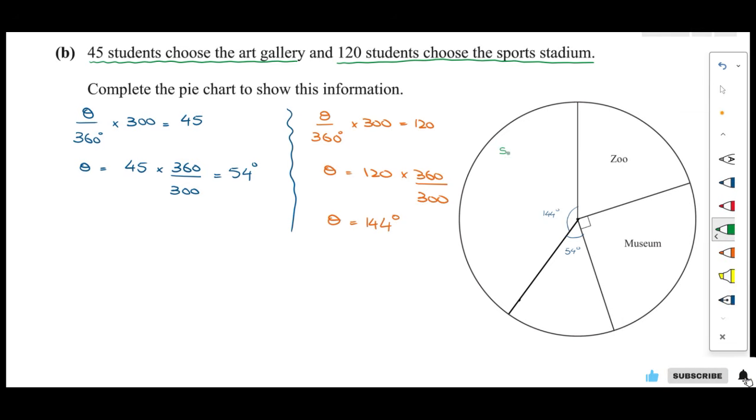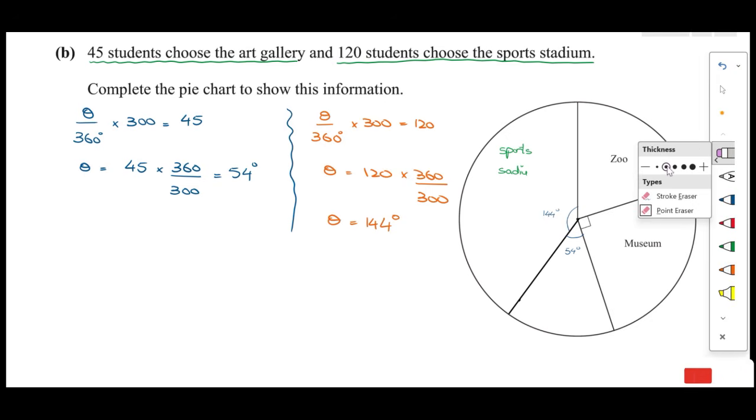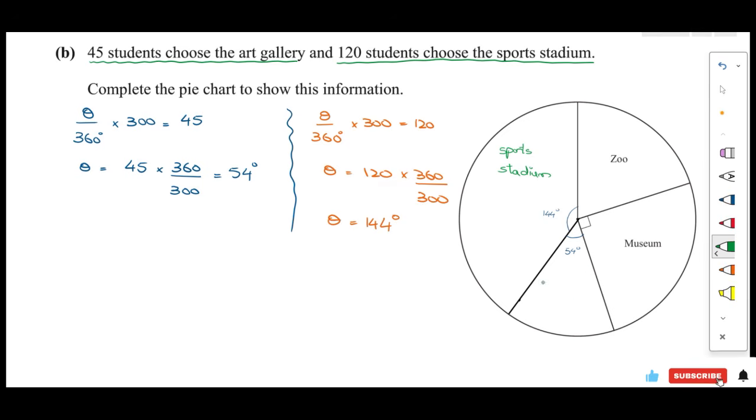All right, sports stadium, sorry, this is the sports stadium, and the angle 54 degrees is for the art gallery. Right.